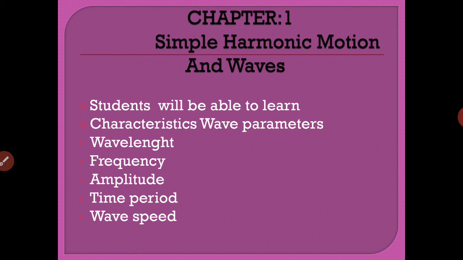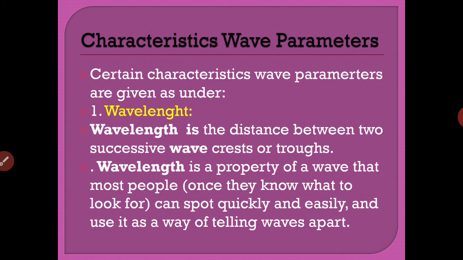So these characteristics include wavelength, frequency, amplitude, time period and wave speed. So we are going to discuss it one by one. First we are going to discuss wavelength. Wavelength is the distance between two consecutive wave crests or troughs.